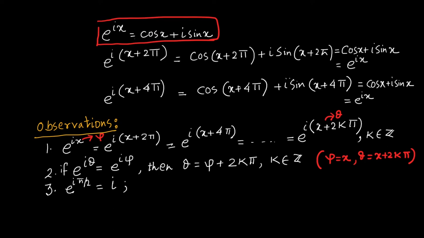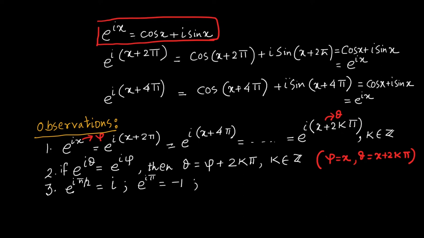Similarly, if we consider e to the power i pi, what will e to the power i pi be? It is cos pi plus i sine pi. Now sine pi is 0, cos pi is minus 1. So this will be minus 1.